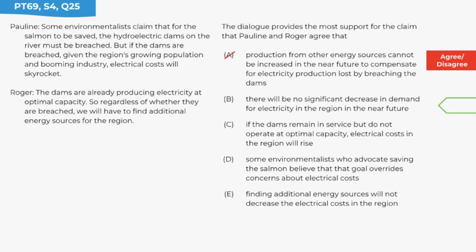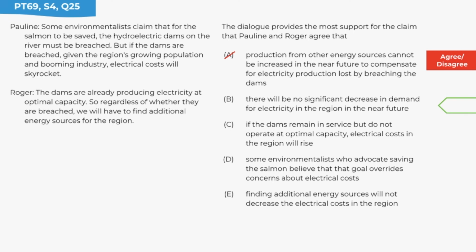So regardless of whether they are breached, we will have to find additional energy sources for the region. That does not mean that electrical costs in the region will rise. Roger's suggesting that maybe that happens, maybe it doesn't. Depends on whether we're able to find additional energy sources. So nobody actually agrees with this claim.